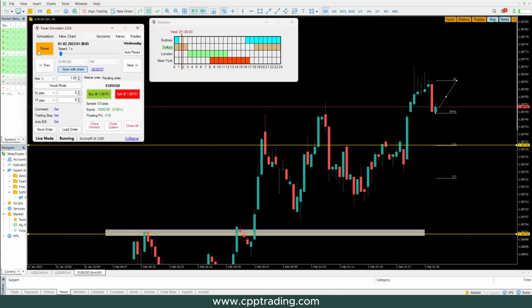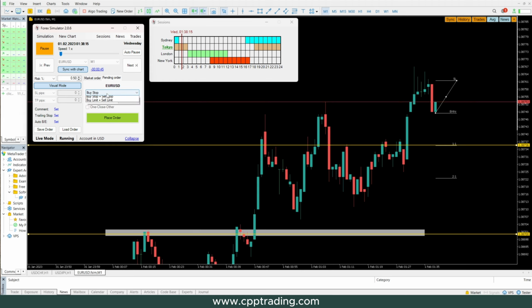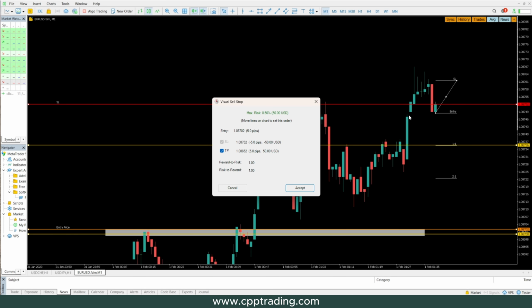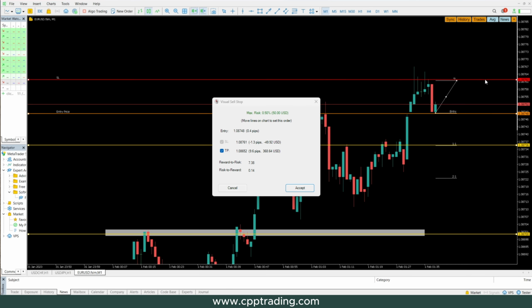And let's use a fixed percentage. Let's use a percentage risk. So let's do 0.5%. We'll use 0.5% visual mode. And I'm going to place a sell stop, because you see we have a small gap there. And now, this is going to be our entry.